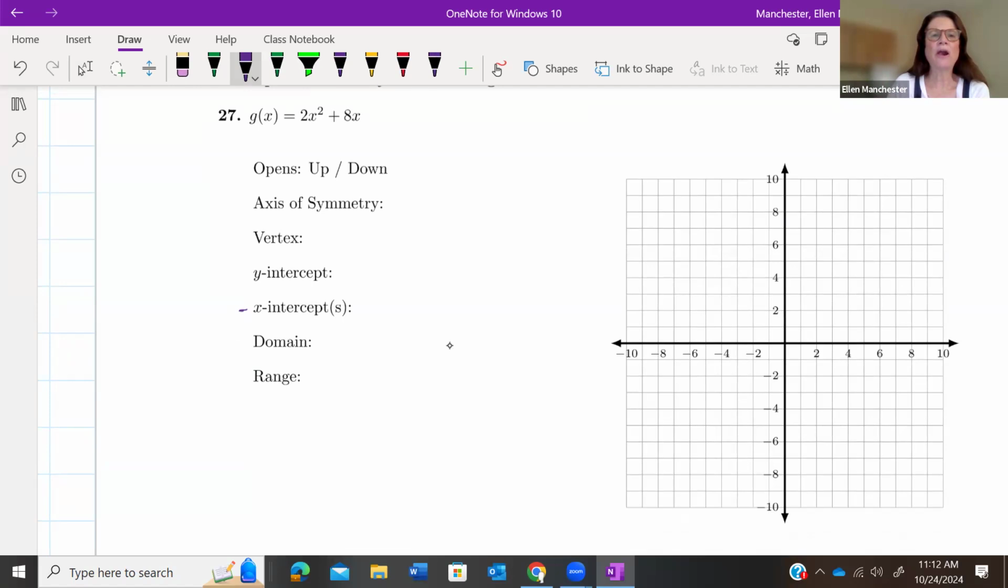So here we go. First term is positive. So we know it's going to look like that. So it opens up. Axis of symmetry and vertex. So we always find our vertex because that answers both of those questions. So remember, it's the x value equals negative b over 2a, and the y value means you plug that back in.